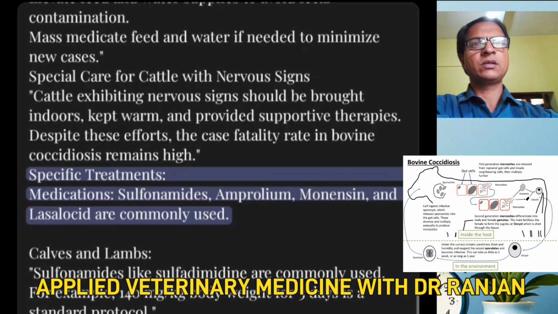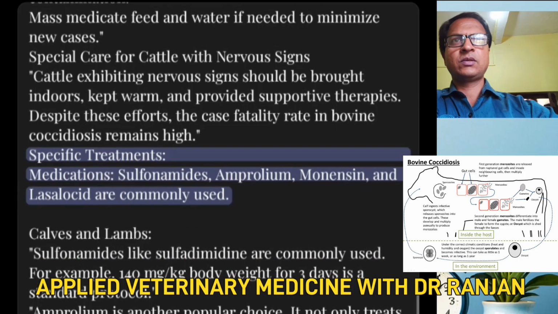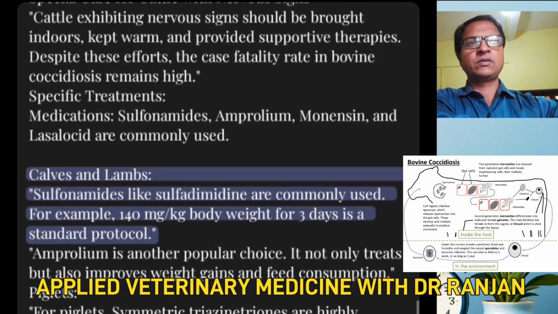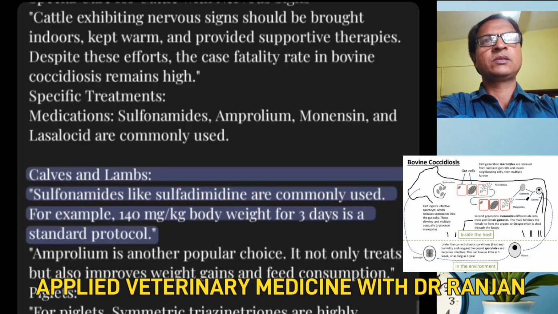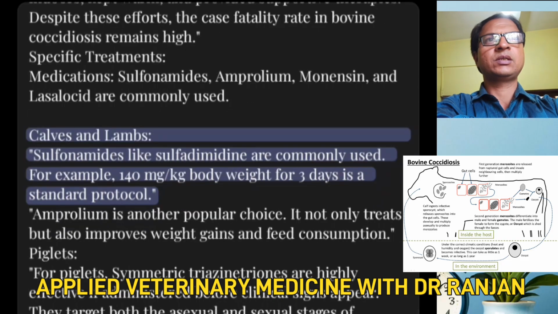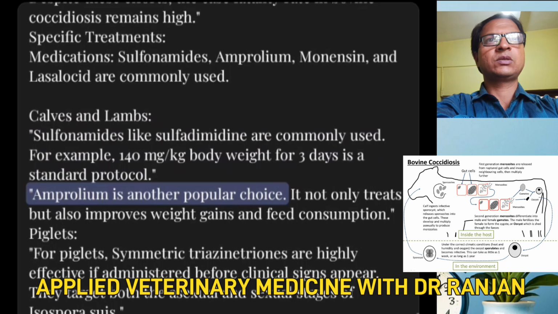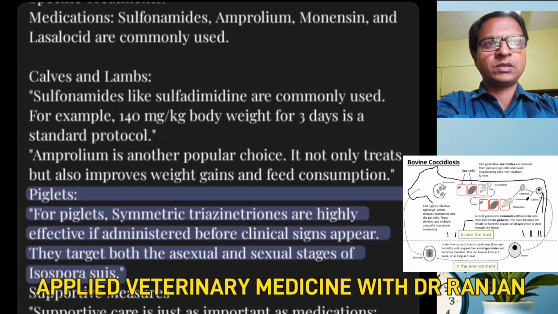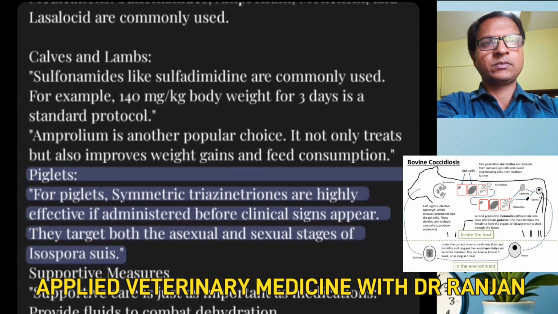Specific treatments. Medications such as sulfonamides, amprolium, monensin, and lasalocid are commonly used. Calves and lambs: sulfonamides like sulfadimidine are commonly used. For example, 140 mg per kilogram body weight for 3 days is a standard protocol. Amprolium is another popular choice. It not only treats but also improves weight gains and feed consumption.